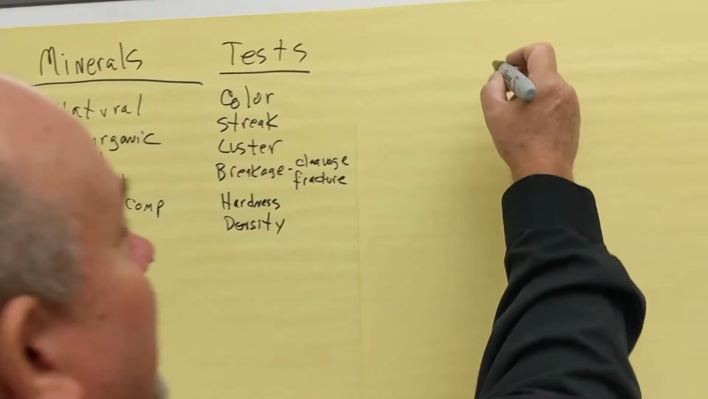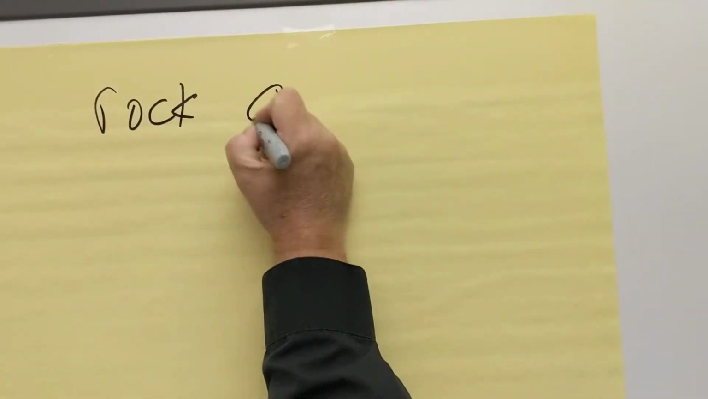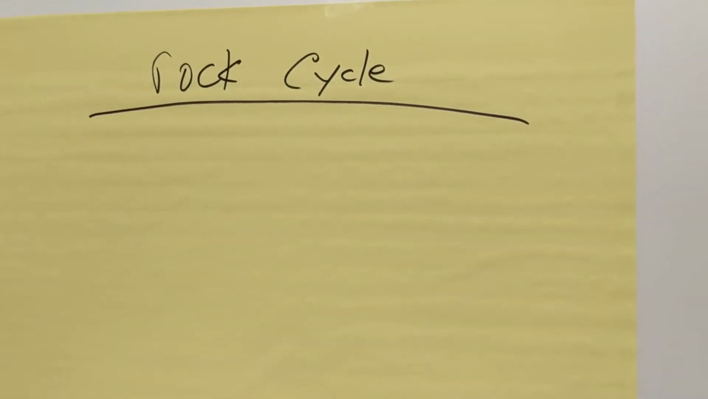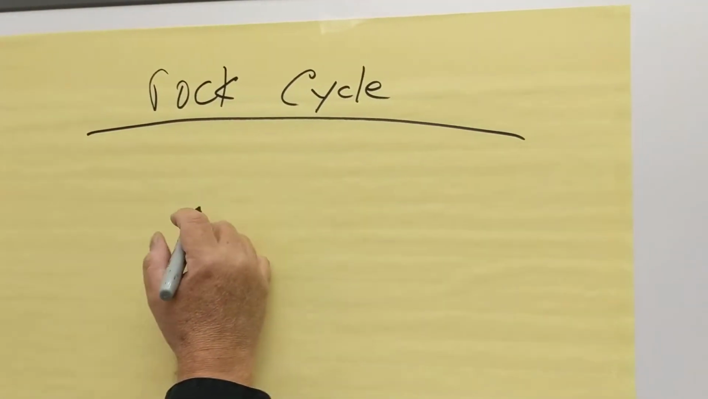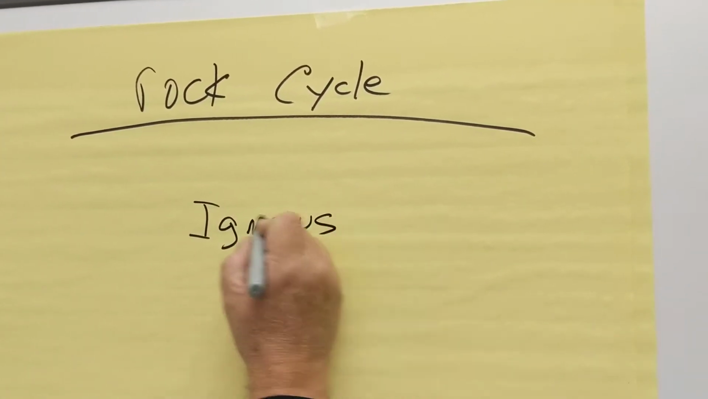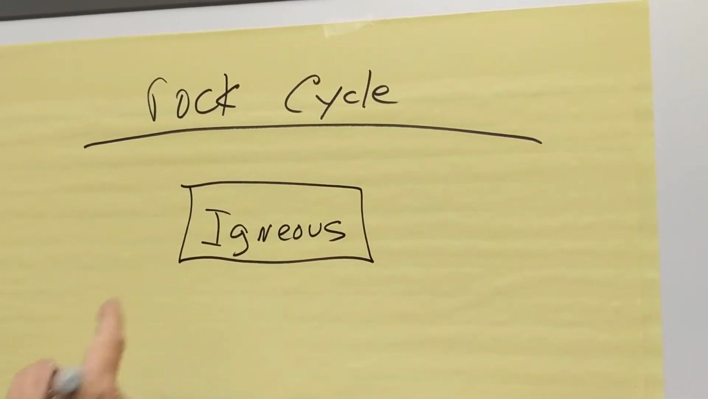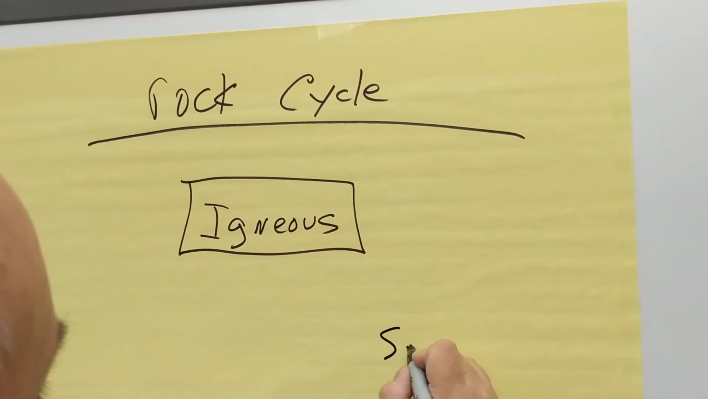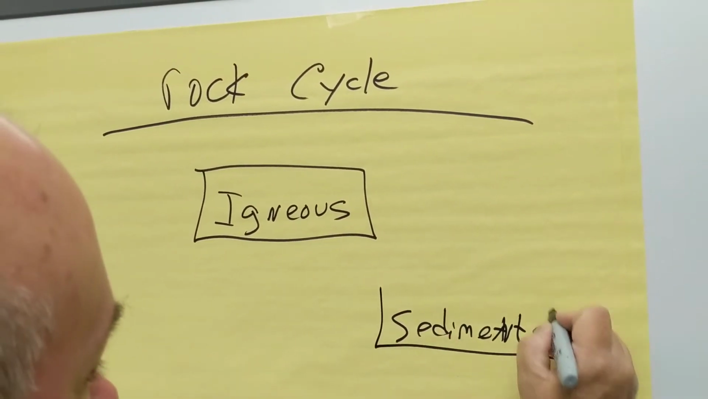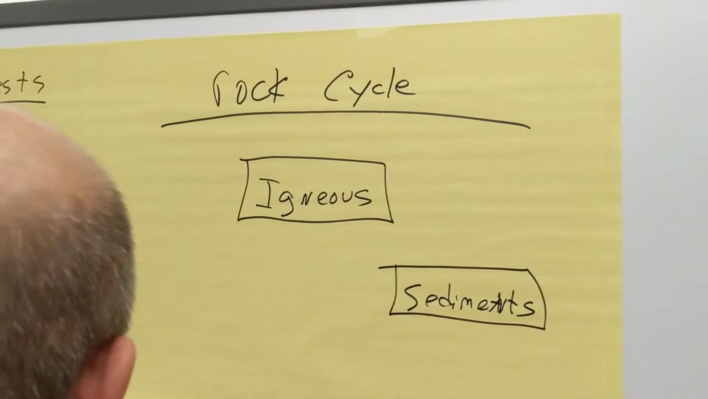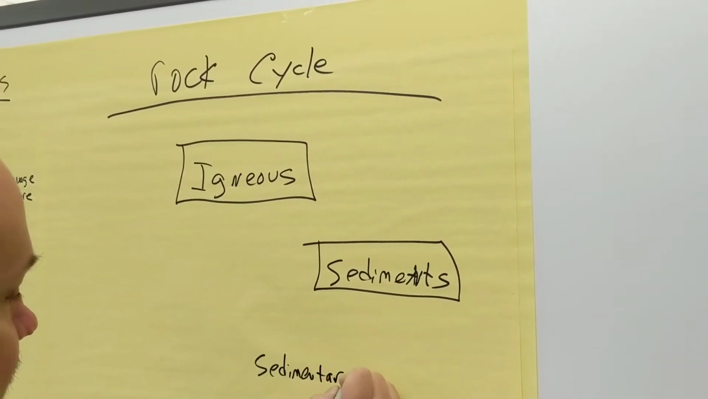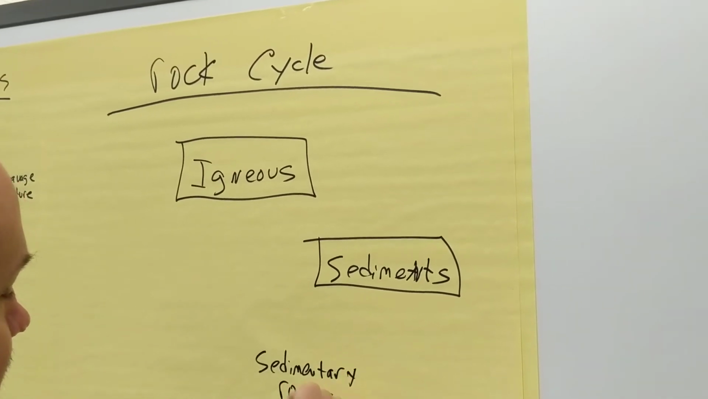Now I'm going to talk about the rock cycle. Rock cycle, right? So we're going to have different boxes. So you're going to have a box that says igneous. You're going to have to figure it out. We have a box that says sediments. And then we're going to have a box that says sedimentary rocks. I'm trying to go fast, so my handwriting is not real neat.